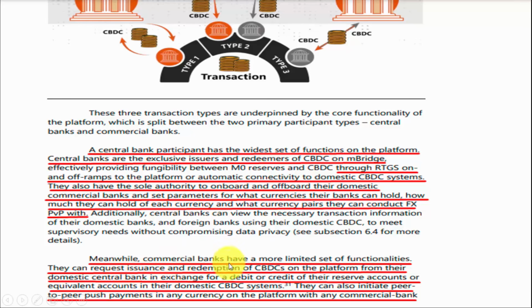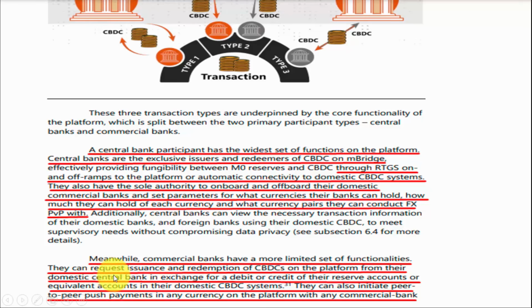Meanwhile, commercial banks have a more limited set of functionalities. They can request issuance and redemption of CBDCs on the platform from their domestic central bank in exchange for a debit or credit of their reserve accounts or equivalent accounts in their domestic CBDC systems. They can also initiate peer-to-peer push payments in any currency on the platform with any commercial bank. And it's just here outlining what commercial banks can do, how they can request to have CBDCs issued or redeemed, and it's all under central banks enabling it for them.